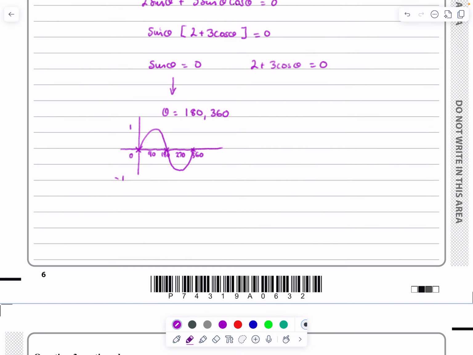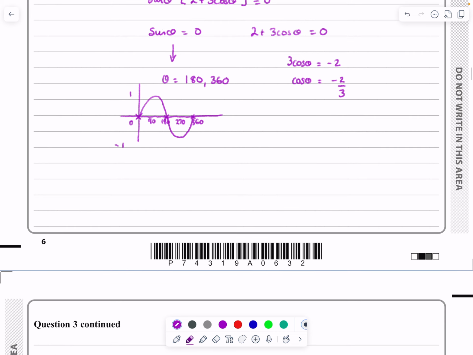What about 2 plus 3 cos theta equals 0? Yeah, well, we can solve that. We get 3 cos theta equals minus 2. We get cos theta equals minus 2/3. So the way that I always do these is I'm just looking for any acute angle alpha where cos alpha is equal to 2/3, okay? So if cos alpha is equal to 2/3, I can work out that alpha is going to be equal to 48.2 degrees. Now that's not my answer.